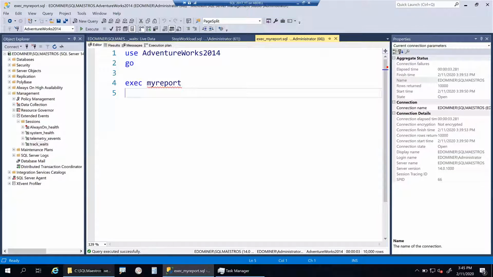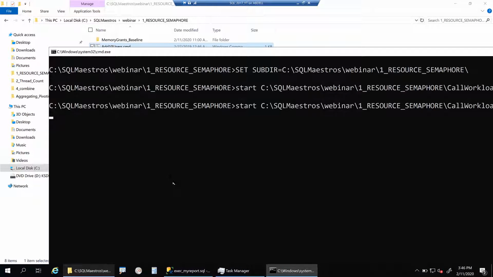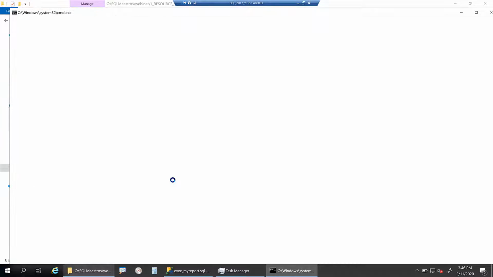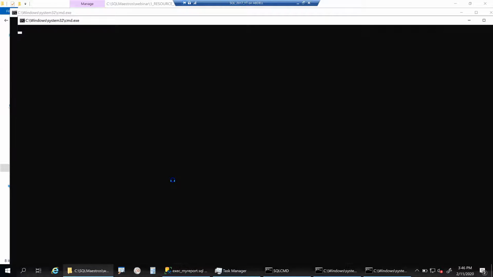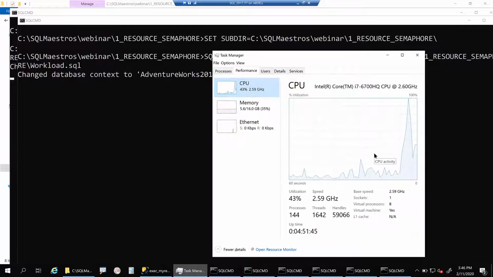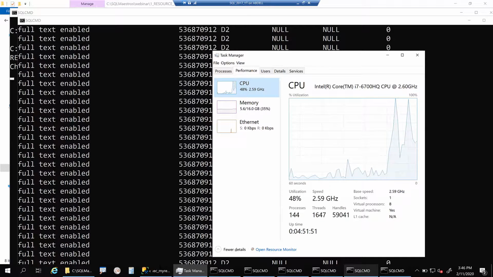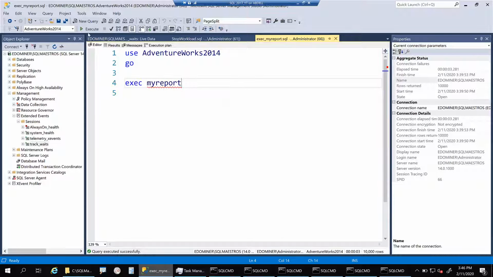Let's capture this information once more. I'm going to run these 10 users again, adding a few users to simulate some stress on SQL Server. If you look at Task Manager, you can see the CPU will start spiking now because all of them are active. Now let's go back to Management Studio, run our report, and see how much time it takes.